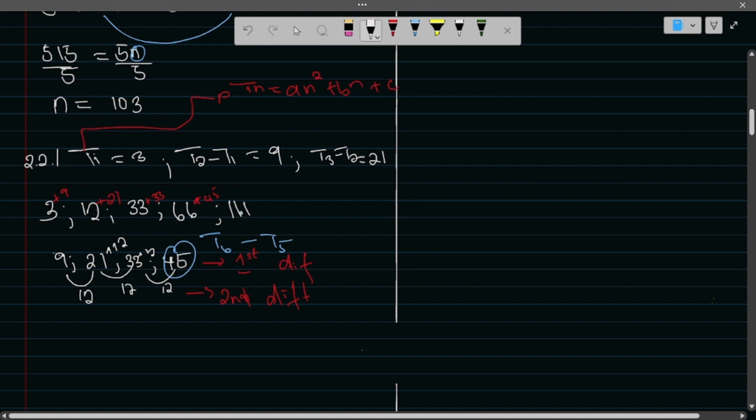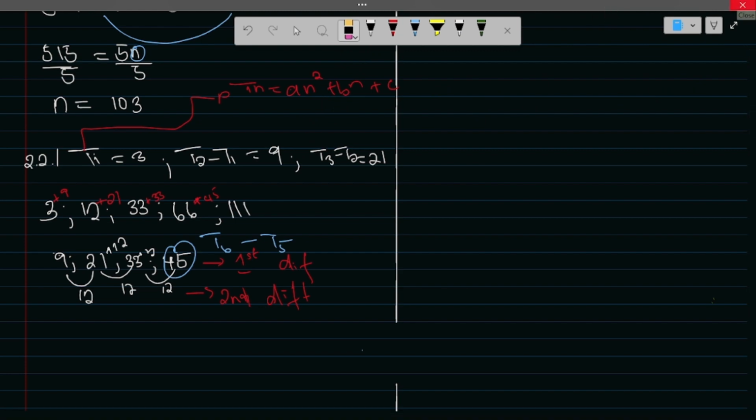All right, so this is the easier way of doing it. First getting the first difference altogether, and then after getting the first difference, calculate your second difference, guys. Right? And then you just add on those numbers, then you get your fifth term. It's easy, right?